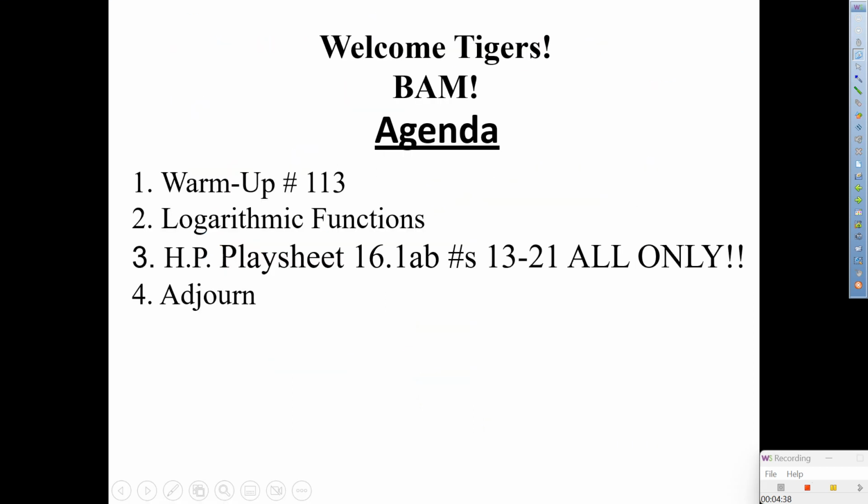Warm up number 113, log functions, and tonight's homework, practice sheet 16AB. Now, last night on Canvas it said 16.1. Might have said A, I remember. But for tonight it's 16AB, numbers 13 to 21. And since we're about to go out on Easter break, I'm giving you last night's homework as a pop party. How about that? So go to Canvas, turn that in, please. Numbers 1 through 12.